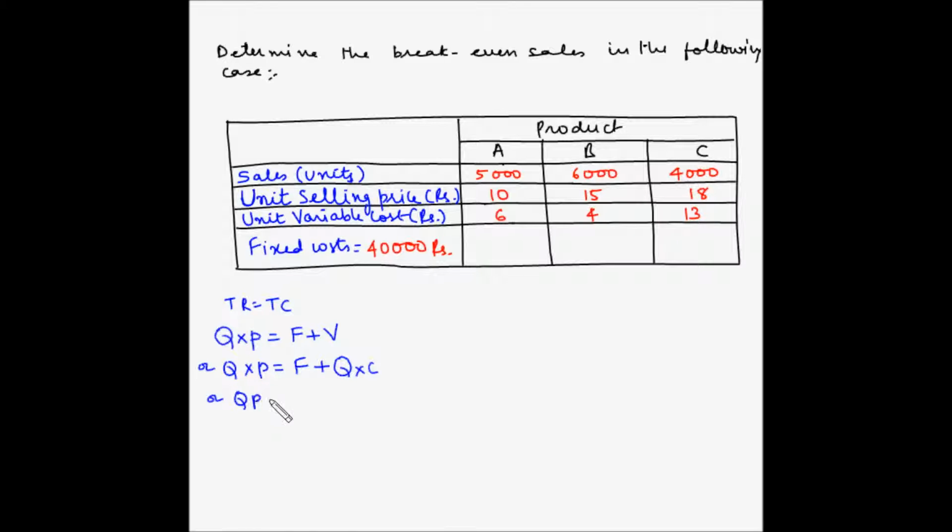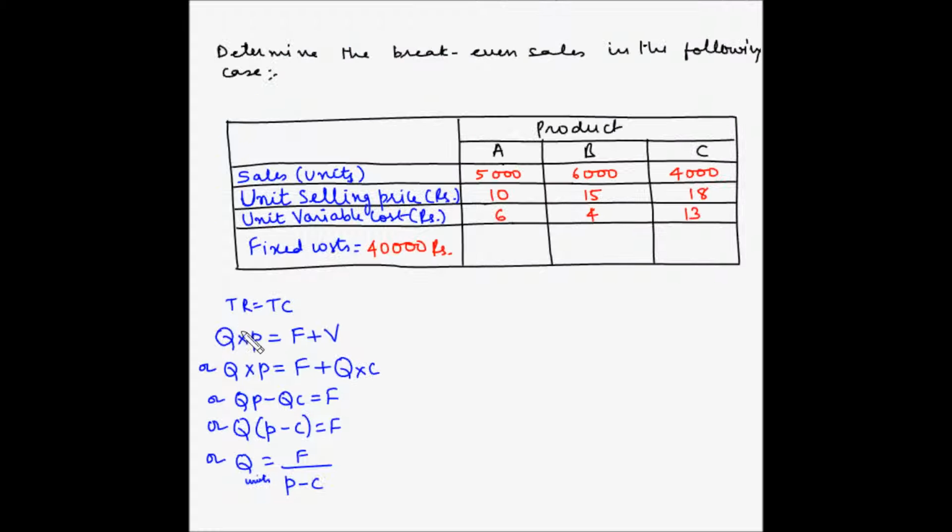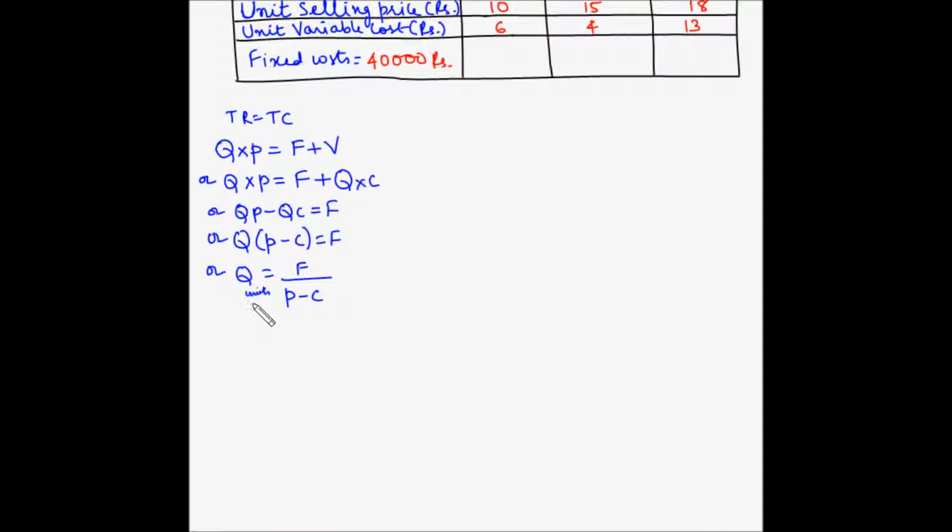So QP minus QC is equal to F, or Q into bracket P minus C is equal to F, or Q is equal to F divided by P minus C. So this is the break-even point in terms of units. Now if you have to find out the break-even point in terms of revenue, basically revenue is nothing but the multiplication of the number of units and the unit selling price. So we need to multiply the unit selling price on both the sides.